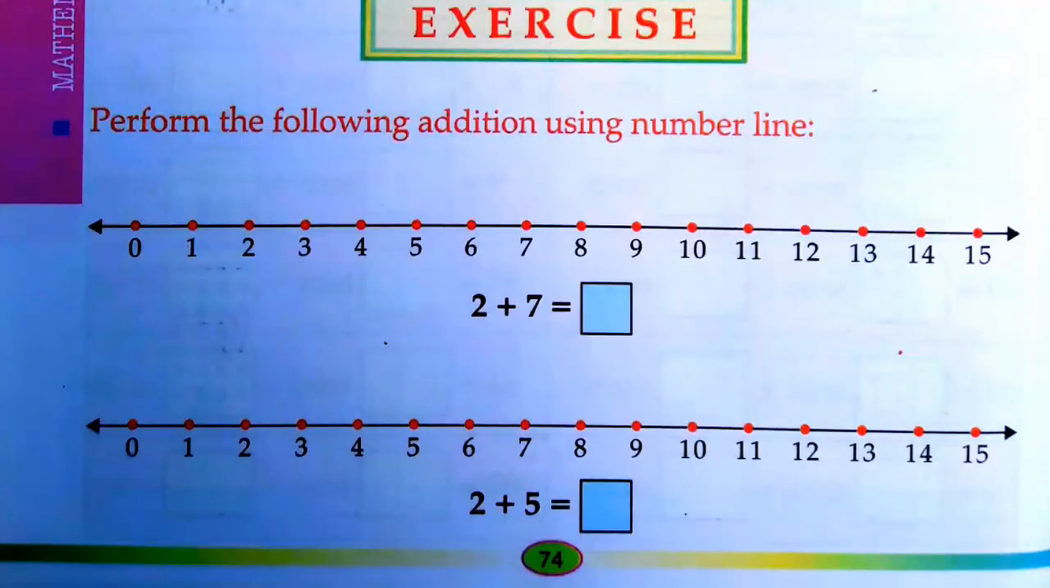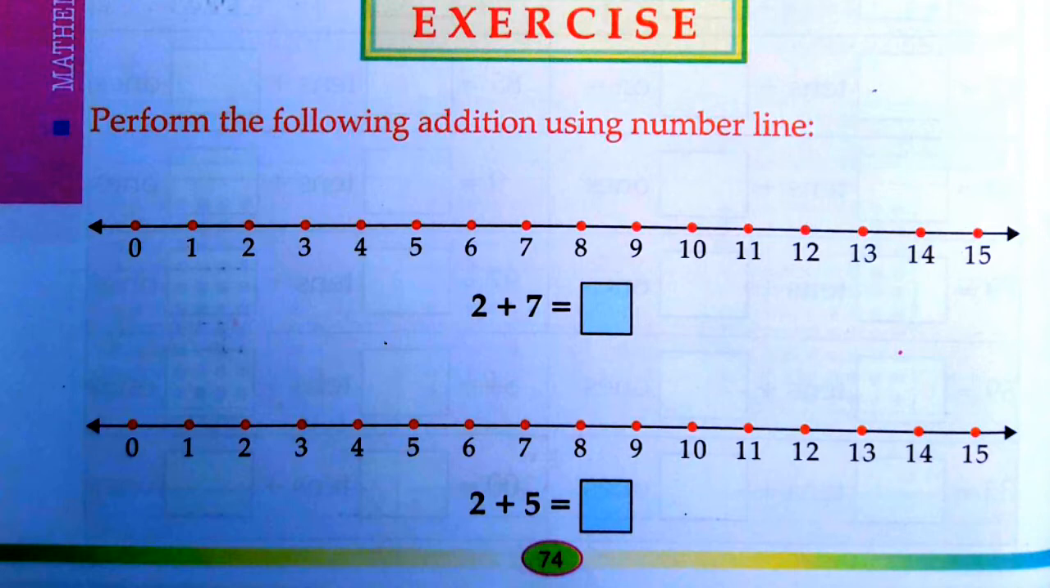Now we will do some problems in the exercise. You see the first problem. There is a number line and also a question. 2 plus 7. We have to write the answer in the box. See the box? What will the answer? And we have to draw the lines on the number line.